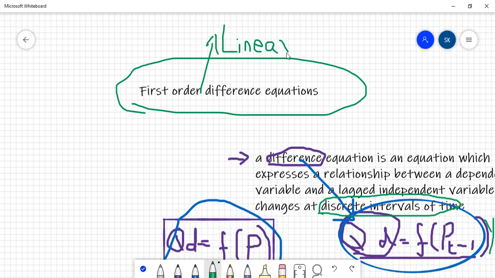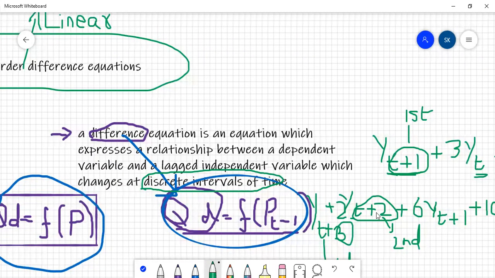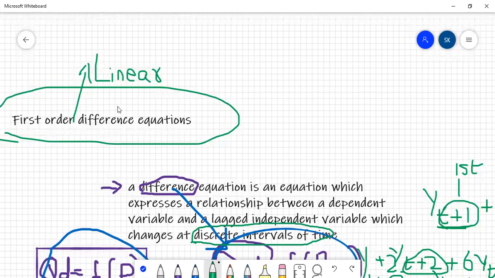We know very well that when the highest power of the function is equal to 1, then that is referred to as a linear equation. So a first order linear difference equation will be an equation where the highest power of the variable is equal to 1, that is, there is no square or cube power on these values. So it can be of the form y(t+1). The power should be equal to 1, and it is first order. When we say linear, the power should be equal to 1. When we say first order difference, the highest lag should also be equal to 1.